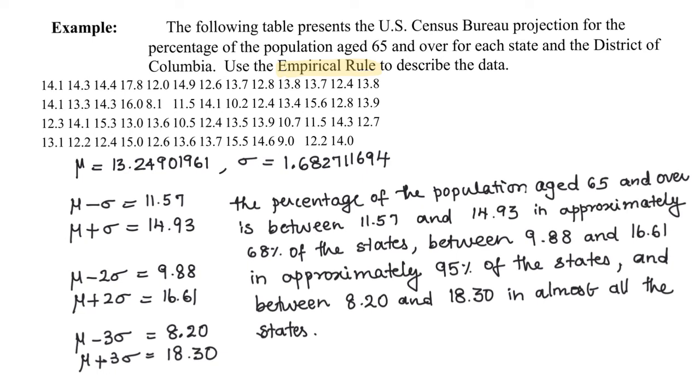We can interpret these values and conclude that the percentage of the population age 65 and over is between 11.57 and 14.93 in approximately 68% of the states, and between these two values in approximately 95% of the states, and between these two values in almost all the states.